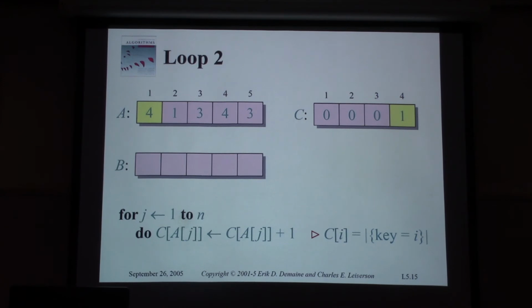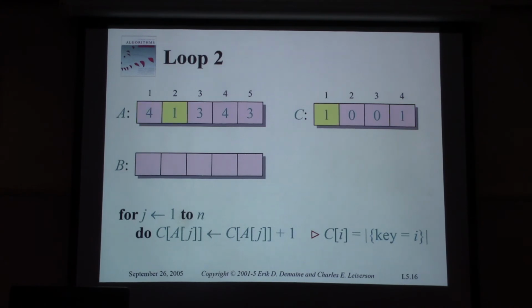What will be assigned? A student answers: C2 would get assigned, Professor. Say again? C2 would get assigned, Professor. j is equal to 2. A sub 2 is 1. So C sub 1 is going to get assigned, and C sub 1 will be assigned whatever C sub 1 is plus 1.